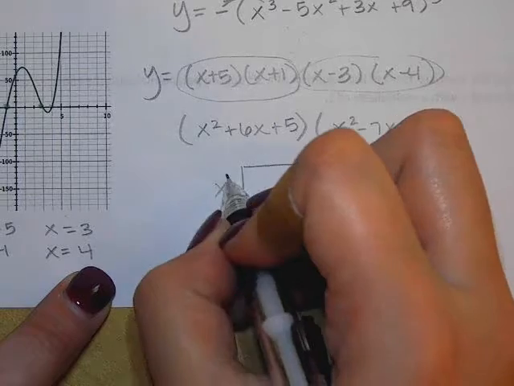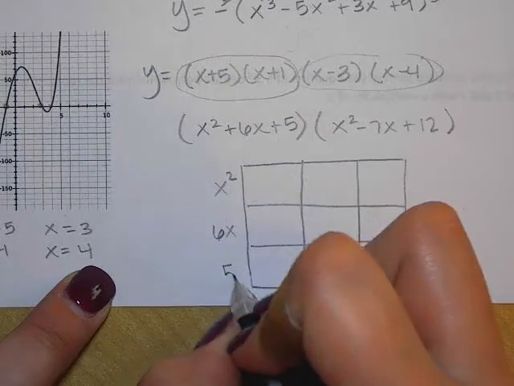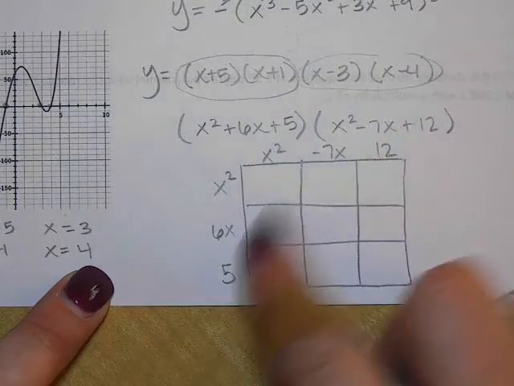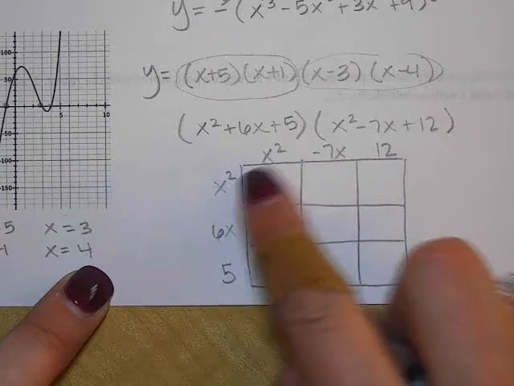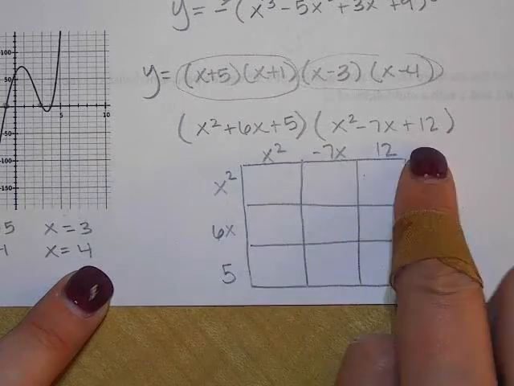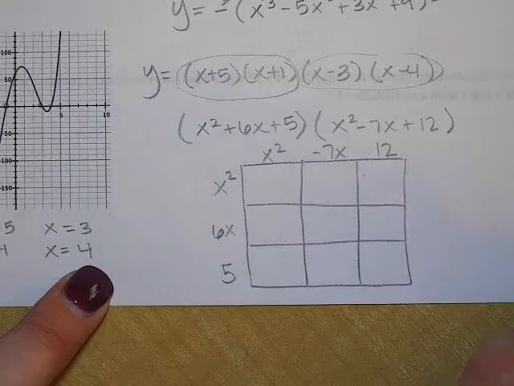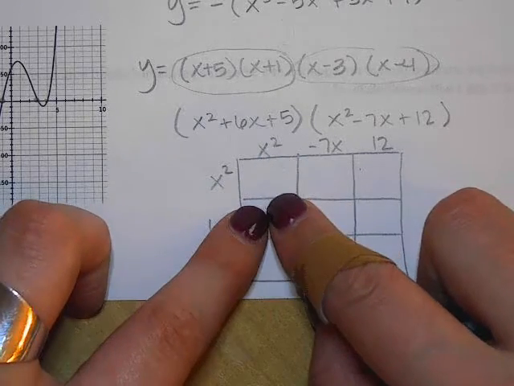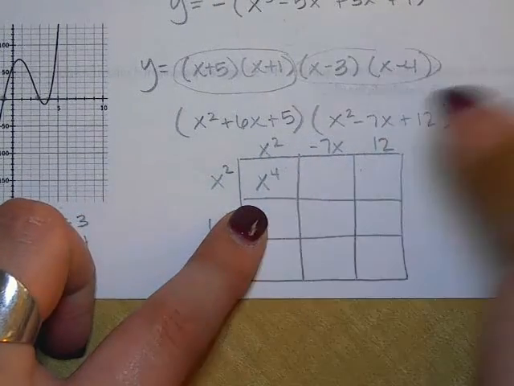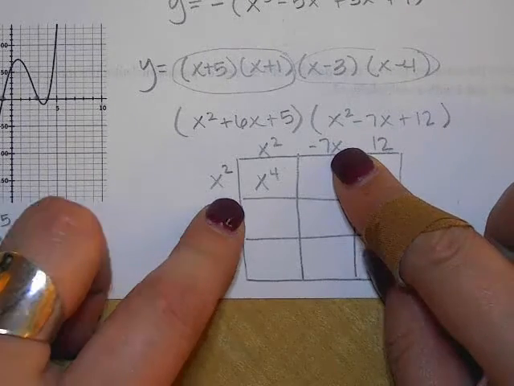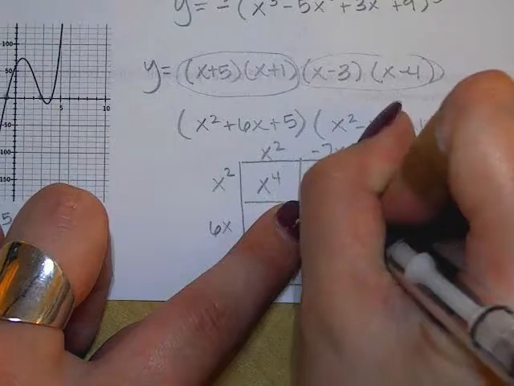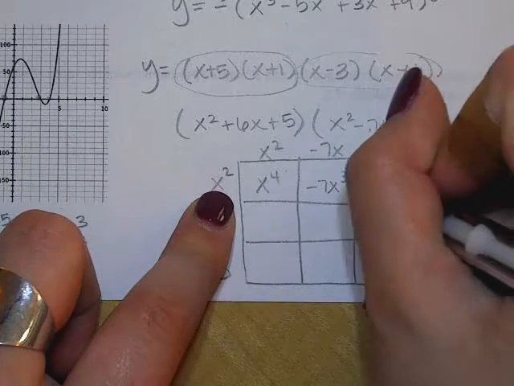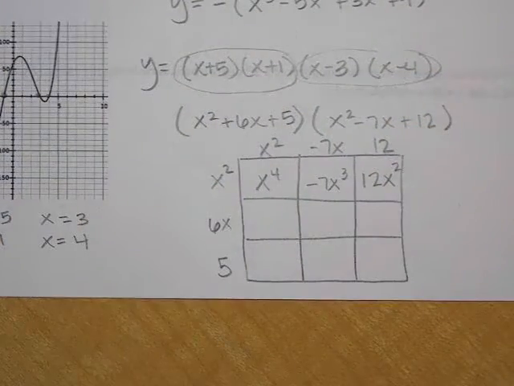So we have x squared, 6x, 5, x squared, negative 7x, 12. It doesn't matter if you switch the sides. Like if you happen to write the x squared minus 7x plus 12 on this side, that would have been fine. You'll get the same answer. So x squared times x squared is x to the 4th. x squared times negative 7x, negative 7x cubed. 12 times x squared, 12x squared. Okay, go ahead and finish filling out the box.